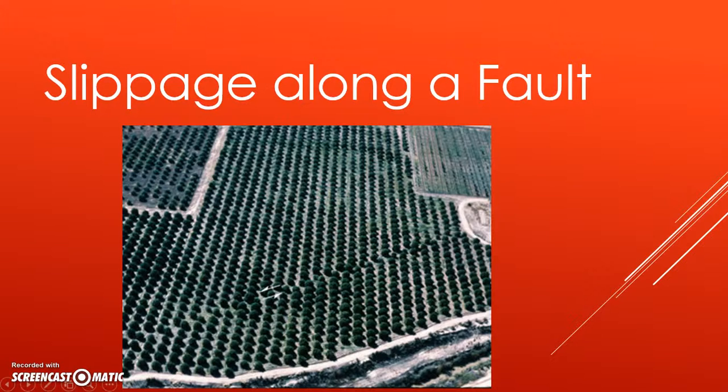So slippage along a fault usually occurs where you have a transform fault and so much pressure has built up that it causes a sudden movement. As you can see here, all of these trees were in perfect alignment, but now at this one section, everything is thrown off. That is because of that fault.